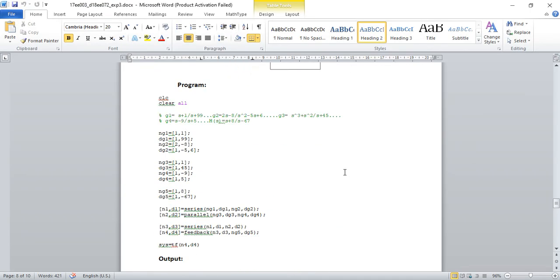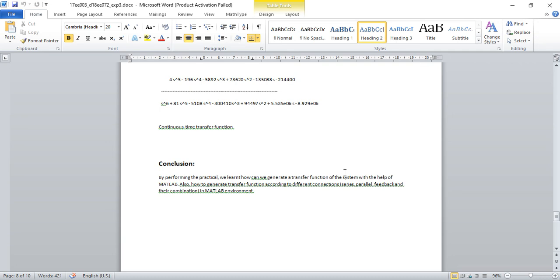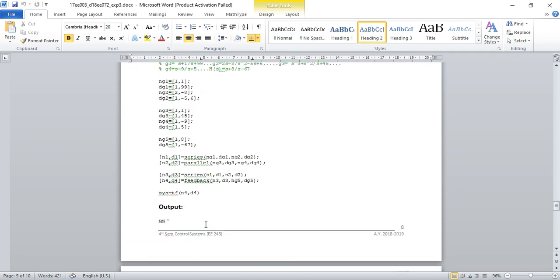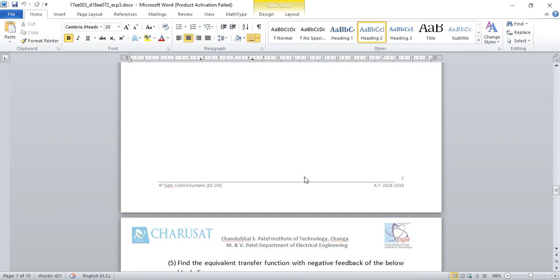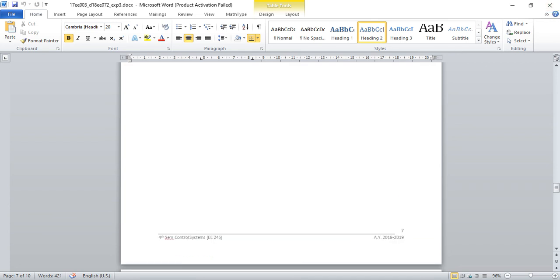So this is regarding your experiment number 3. By doing this experiment, we have learned about the various commands of series, parallel and feedback connection, and we can compute any kind of transfer function with the help of block diagram reduction in the MATLAB program. Thank you.